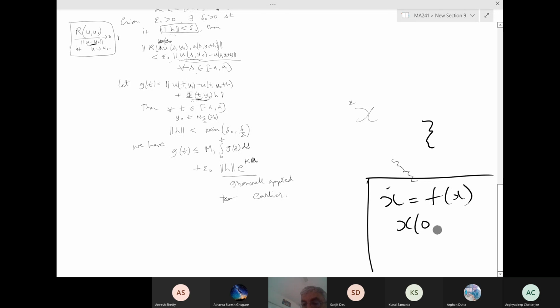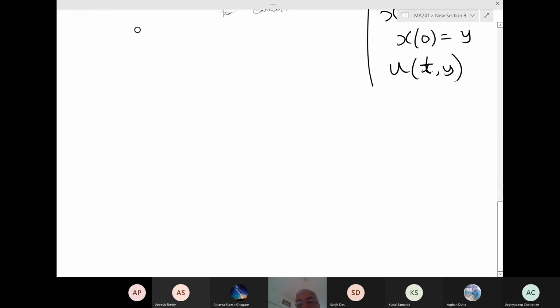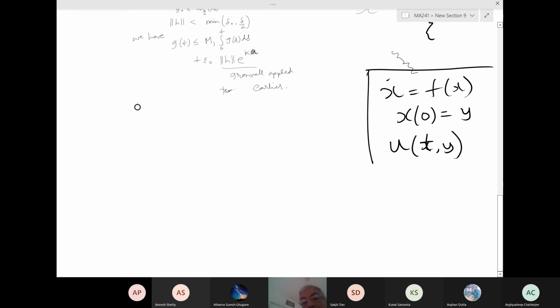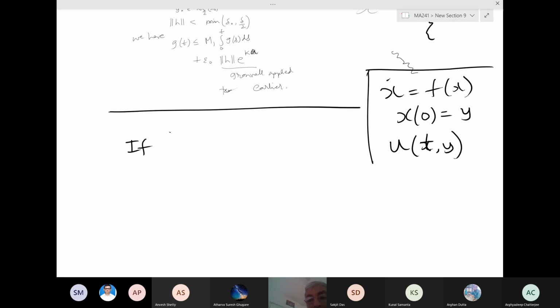So x of 0 equal to y. The solution we call u of t comma y, and we want to show that u is C1 as a function of both variables. And so this was the main thing that we had last time. We had guessed a candidate for the partial derivatives of u with respect to the y variables. That was the fundamental matrix.